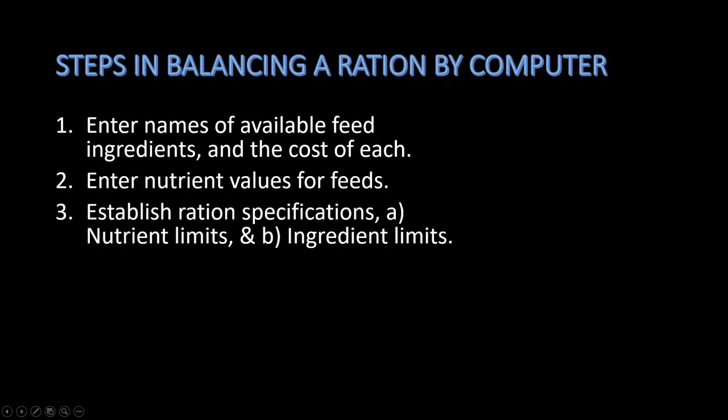Again, the third step is to establish the ration specification. Ration specification here means, okay, what are the nutrient limits, how much energy, protein, or other nutrients are required by the animal, and then we can also fix ingredient limits depending upon the animal species. We can limit the use of different types of feedstuff in a ration. We can also take care of the palatability, anti-nutritional factors, and diet texture. So all these things must be kept in mind while fixing the ingredient limits.